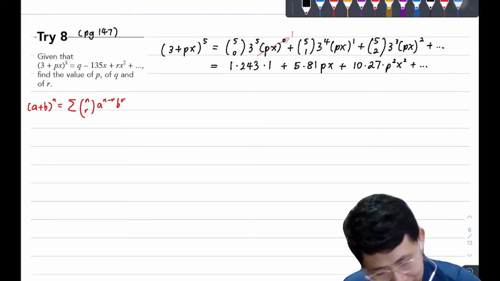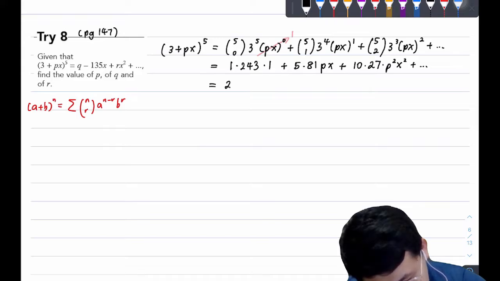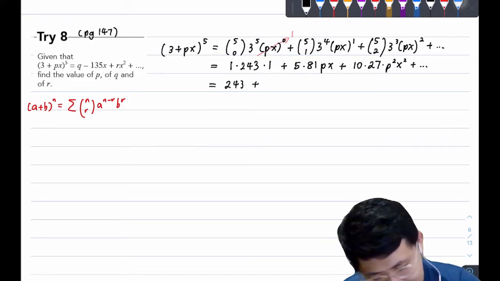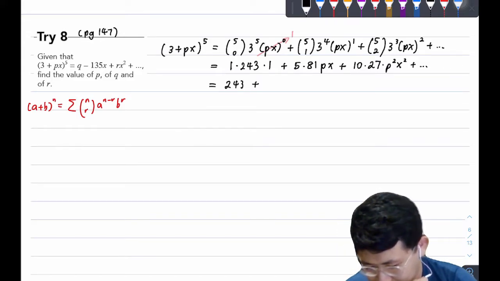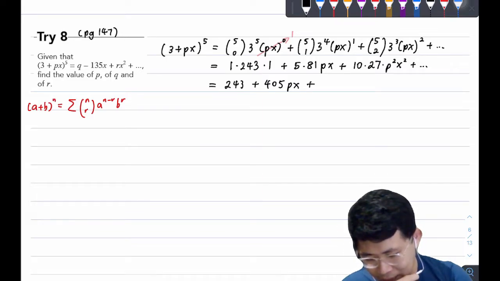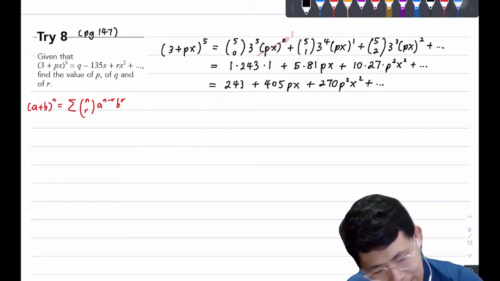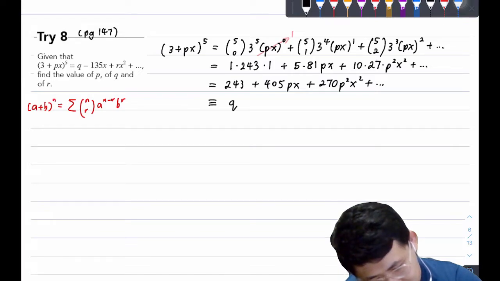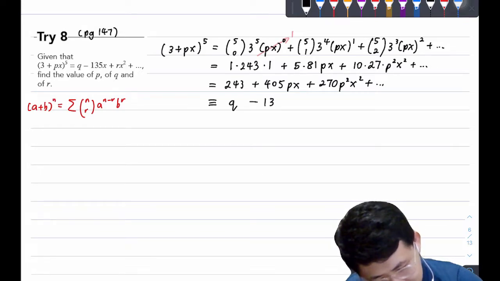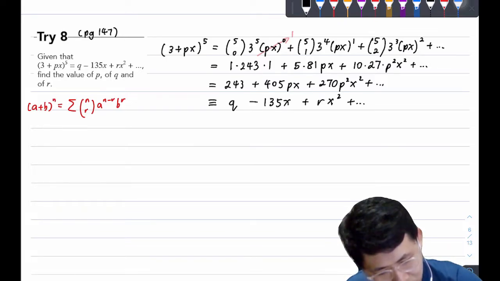Let us simplify a bit. So this is 243 plus 5 times 81. So this is 405 times px plus 10 times 27. So this is going to be 270 of p square and x square. And let us now compare with q minus 135x plus rx square, and so on and so forth.